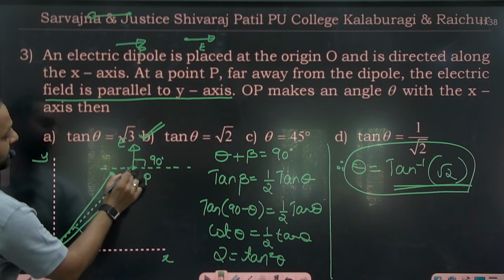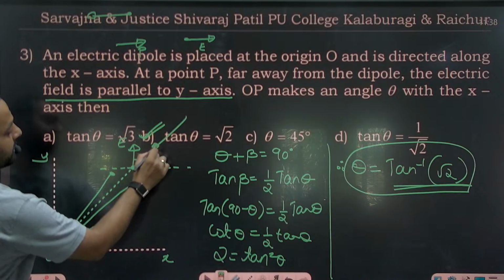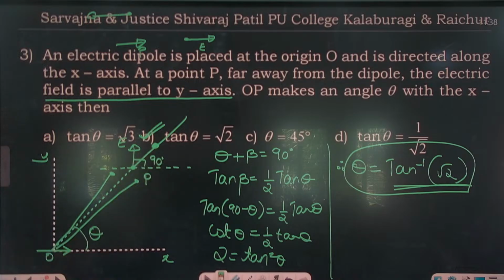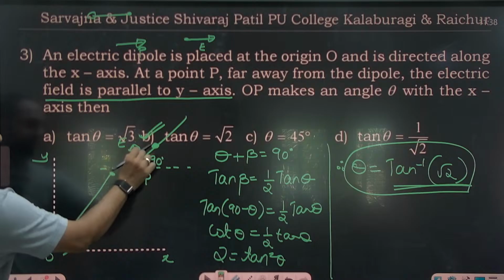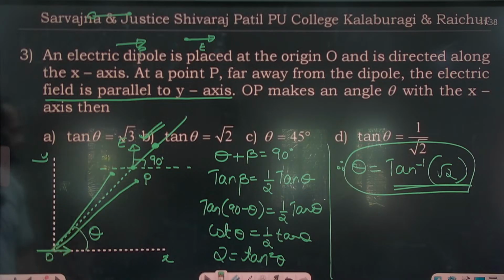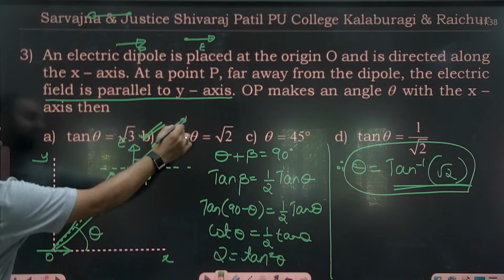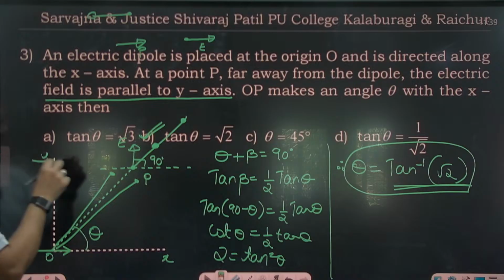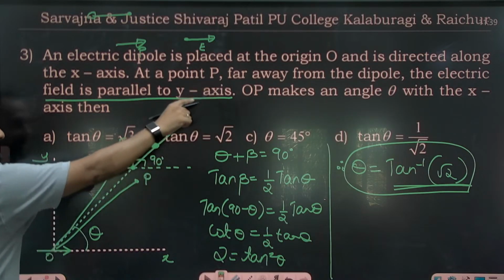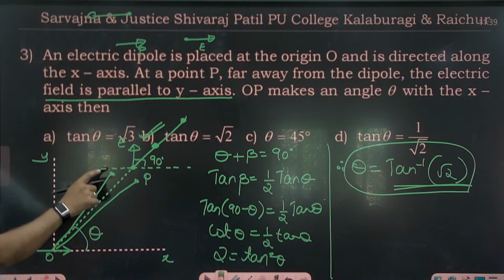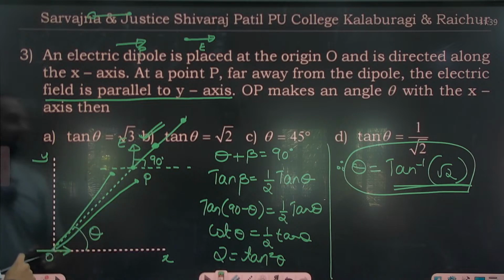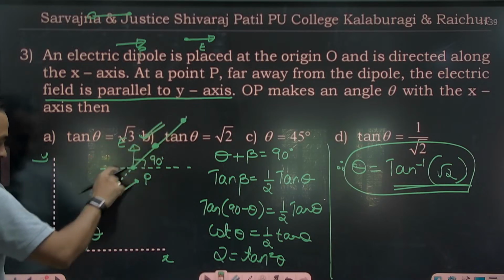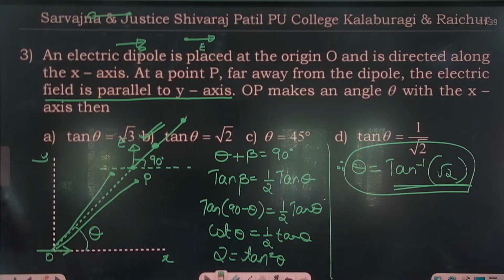On this same line, if I take this point, what is the electric field direction? Same. Why? Because this point also makes an angle of tan inverse root 2. If I take another point here which is lying on this line, same. So if you join all the points which are making an angle of tan inverse root 2, what figure do we get? A straight line, right? So we'll get a straight line.